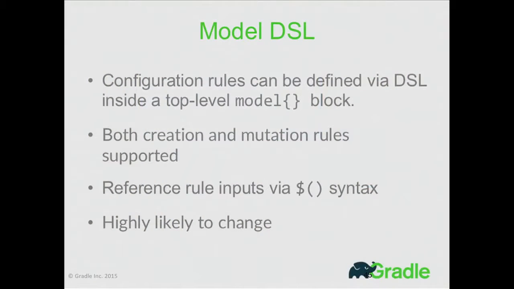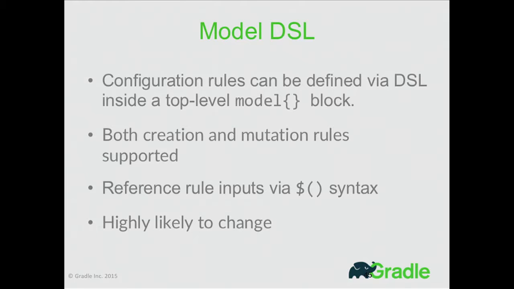So the last major bit as far as the configuration model that I want to talk about is the model DSL. Basically this answers the question: I don't want to have to do all this configuration in a rule source plugin. I want to be able to do this from a build script. How do I create model elements? How do I configure them, et cetera, from a build script?